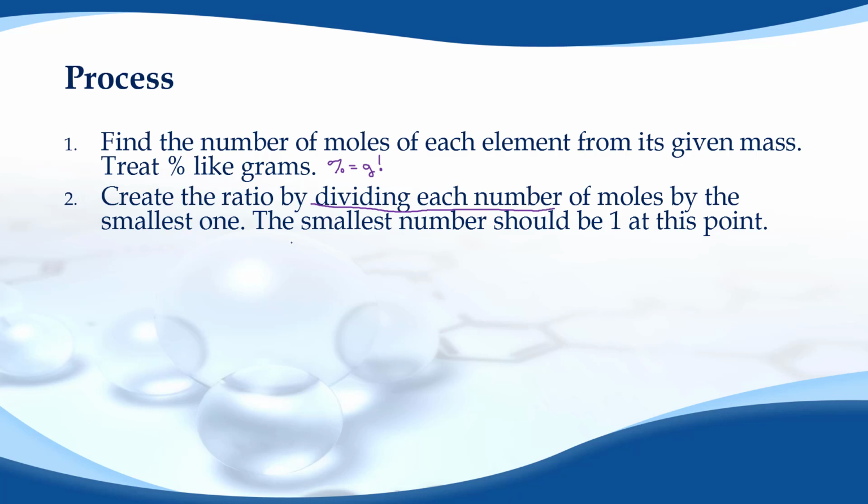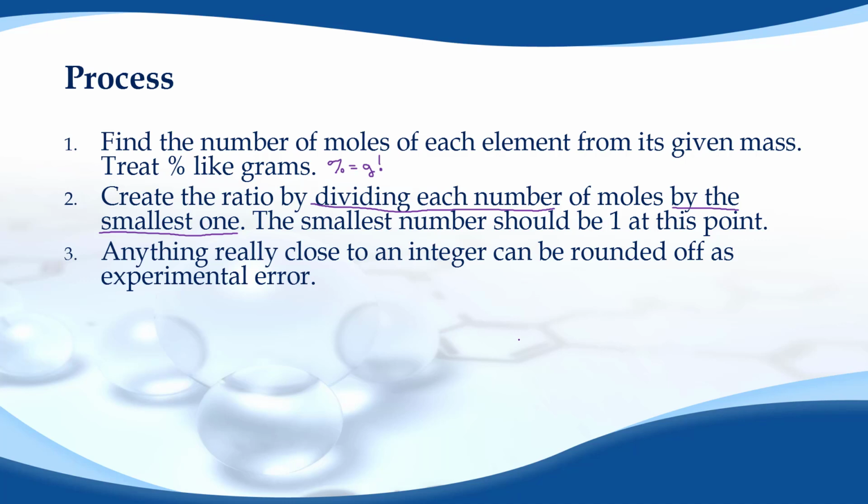Dividing the smallest number by itself gives us a 1 for that. And then dividing everything else by that number gives us our ratio in terms of that smallest element. Remember, basic rule of algebra: what you do to one thing in a problem, you have to do to everything in that problem, right? So now we've got a ratio that compares all the different elements, and the smallest number is 1.